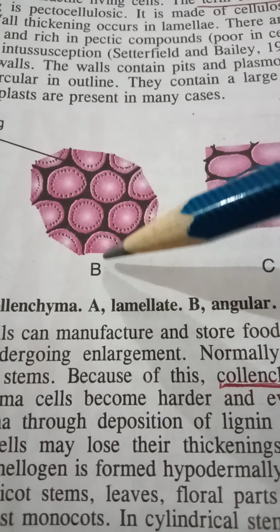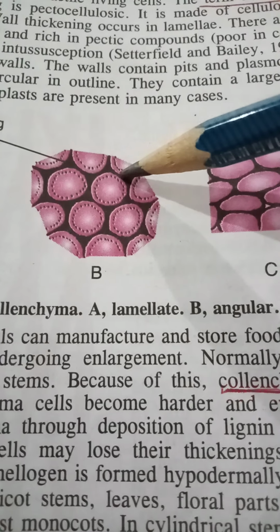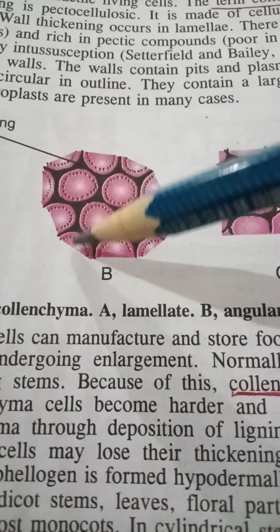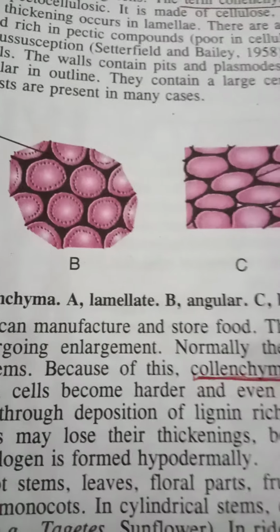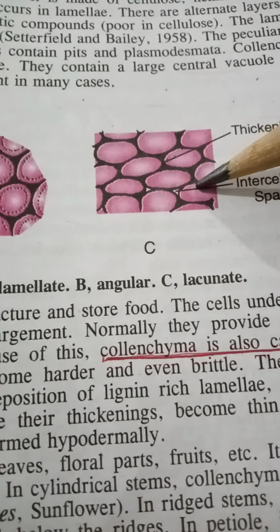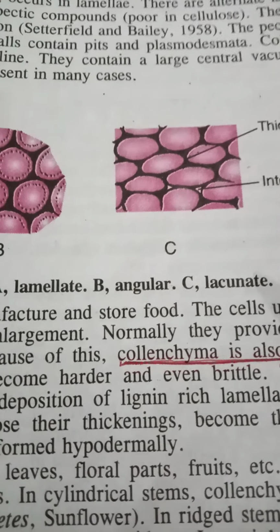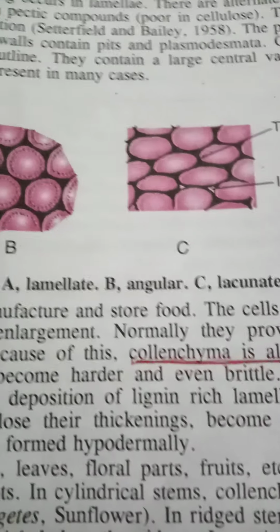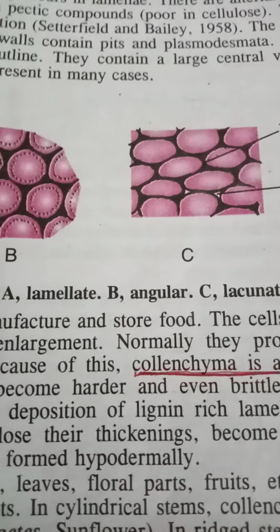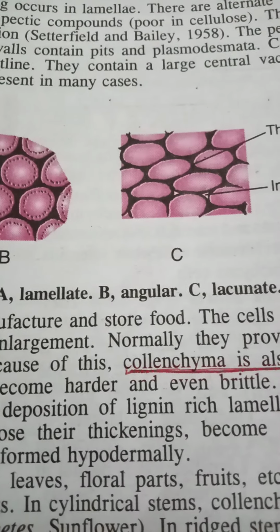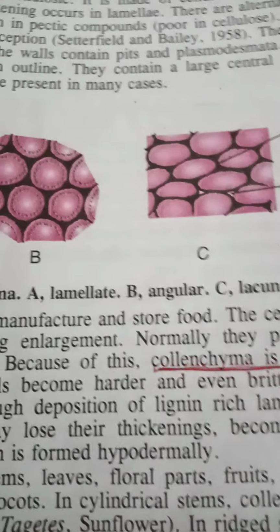The second type is the angular collenchyma. Here thickening develops longitudinally along the angles of the cell. So as you can see, in these portions thickenings are occurring. This is observed in case of tomato, potato, etc. The third type is the lacunate type. Here thickening occurs in walls which face intercellular space. Okay, so the portion which is facing the intercellular space, these dark black color portions, as you can see, these are the thickenings. Okay, so based on the thickening, they are divided into lamellate, angular and lacunate type.